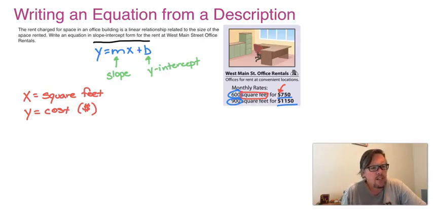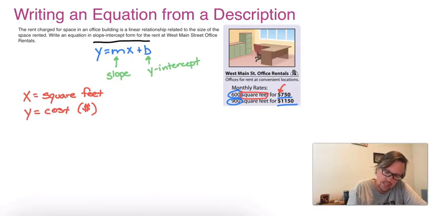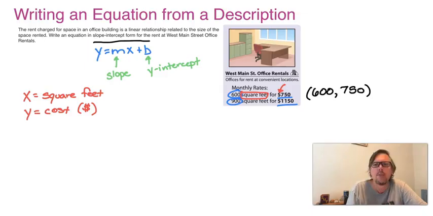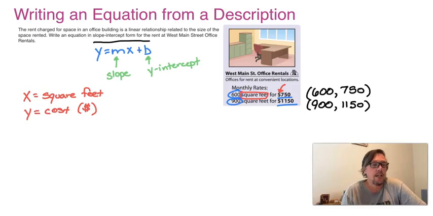All right, well, we know that 600 square feet is $750. And if we're going to say square feet is X and cost is dollars, we could write that as a coordinate. All coordinates are X, Y. So we could say that 600, 750 is the coordinate 600, 750. That would be an X and a Y coordinate. And then we can do the same thing with the 900 square feet. 900 square feet costs $1,150.